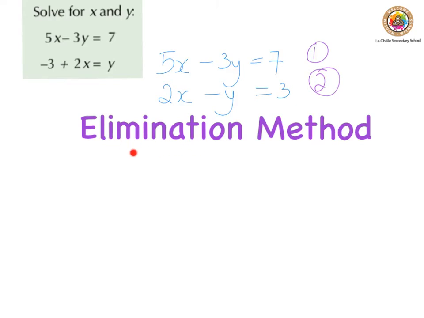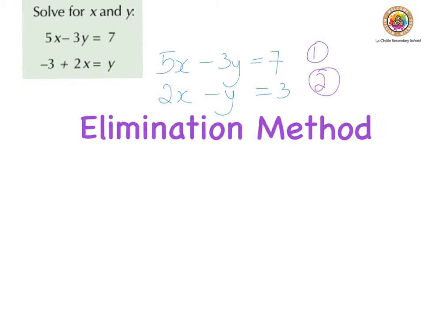And the elimination method, well, that means I want to eliminate, I want to get rid of one of the variables. Okay, so we're going to have a quick look here and see which one I could get rid of. The only way I can get rid of those is if they're the same number, and then we take the equations away from each other. So I want the coefficient for the x's to be the same, or the coefficient for the y's to be the same. Now I can see in this example they're both different.